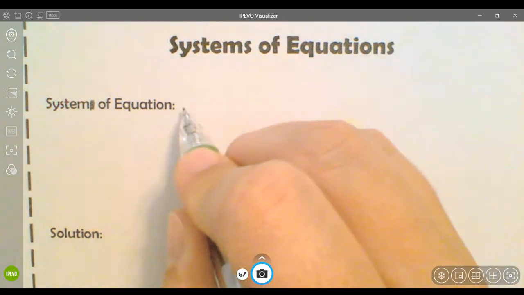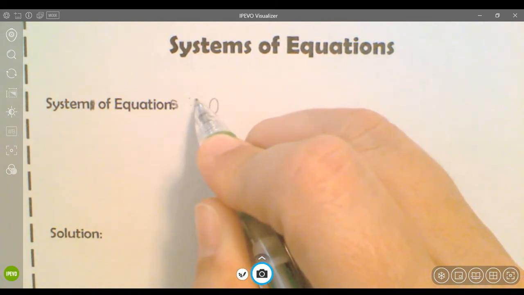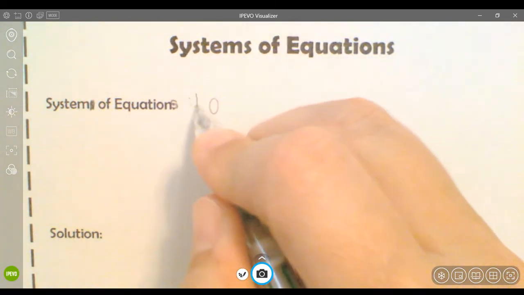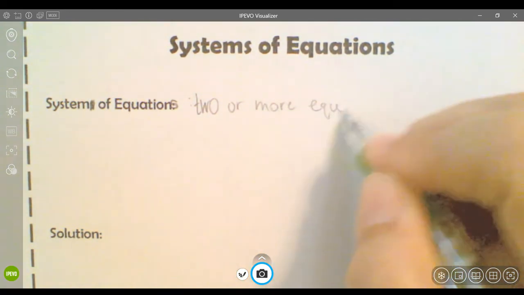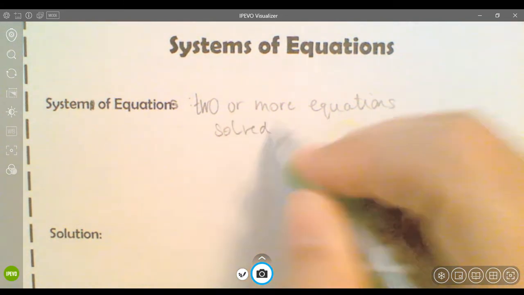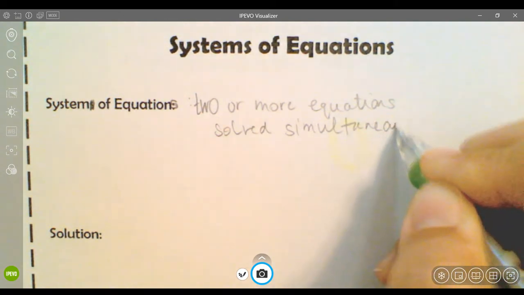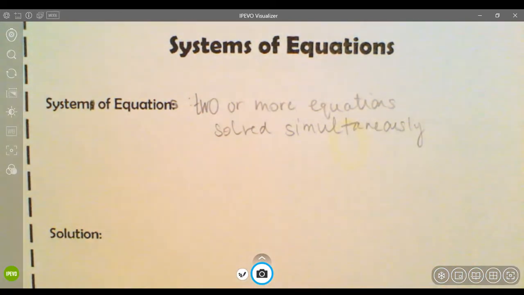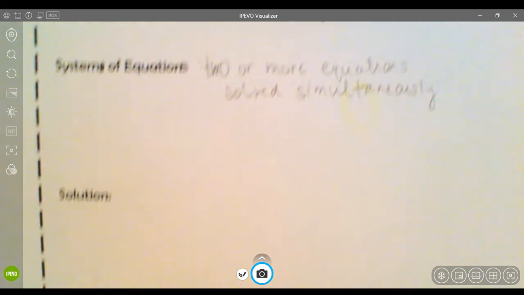So a system of equations, that should be an S. This is two or more equations solved simultaneously. Okay, so if I give you two variables, two unknowns, you would need two equations to be able to tell me what each variable represents.